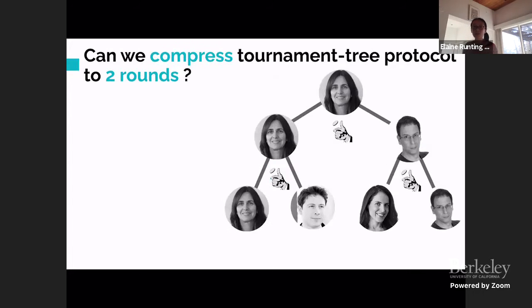Okay, so to answer this question, of course, we've got to start with some naive ideas. The first thing we want to try is just take the tournament tree protocol and compress it to two rounds. In the tournament tree protocol, you do multiple rounds of commit and open. So why don't we just commit everything up front and open everything in the second round? Well, the point is, this doesn't work.